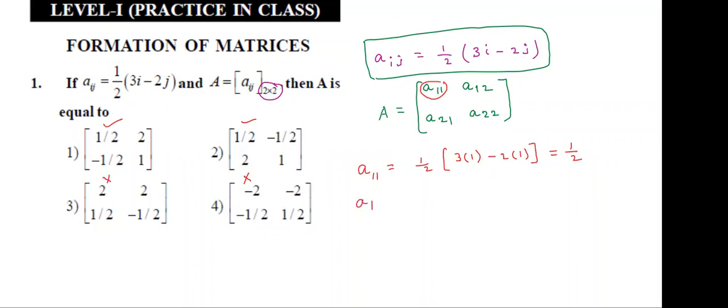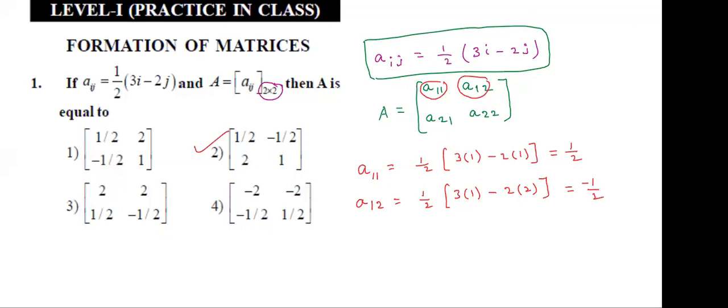Next, A12. Compare both. I value should be 1, J value should be 2. Now substitute those values: 3 into 1 minus 2 into 2. Overall, calculate this. How much do we get? Minus 1 by 2. See here, A12 value is minus 1 by 2. Here there is no minus 1 by 2. Finally, we have identified the answer, that is the second option.